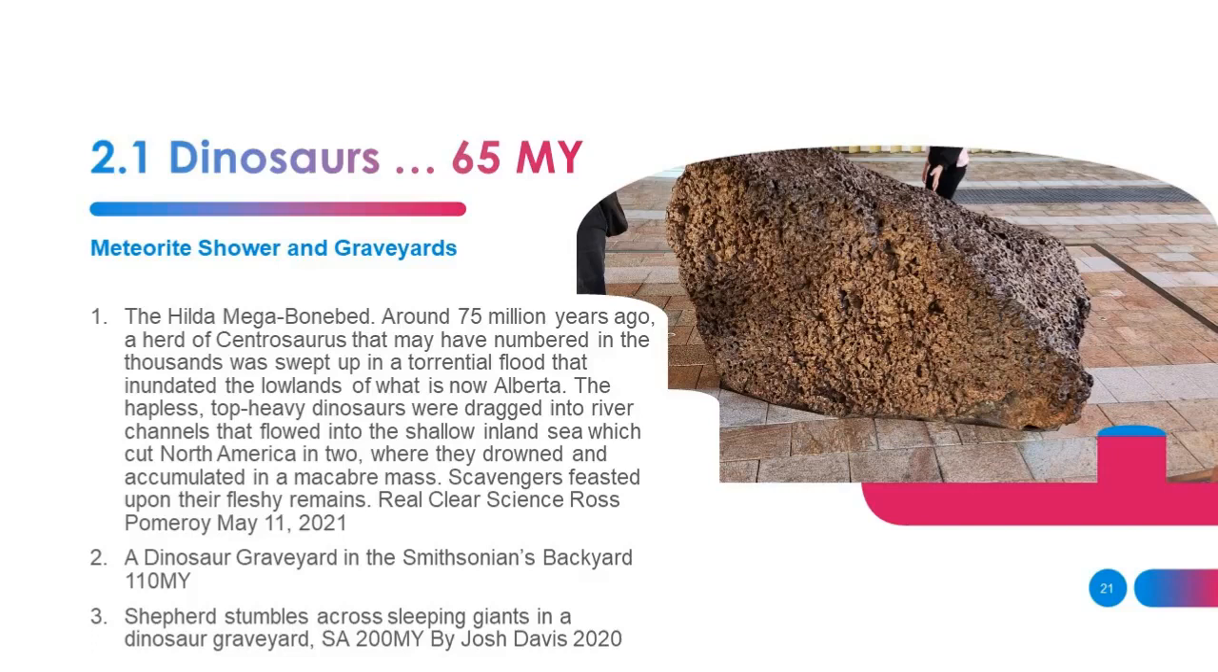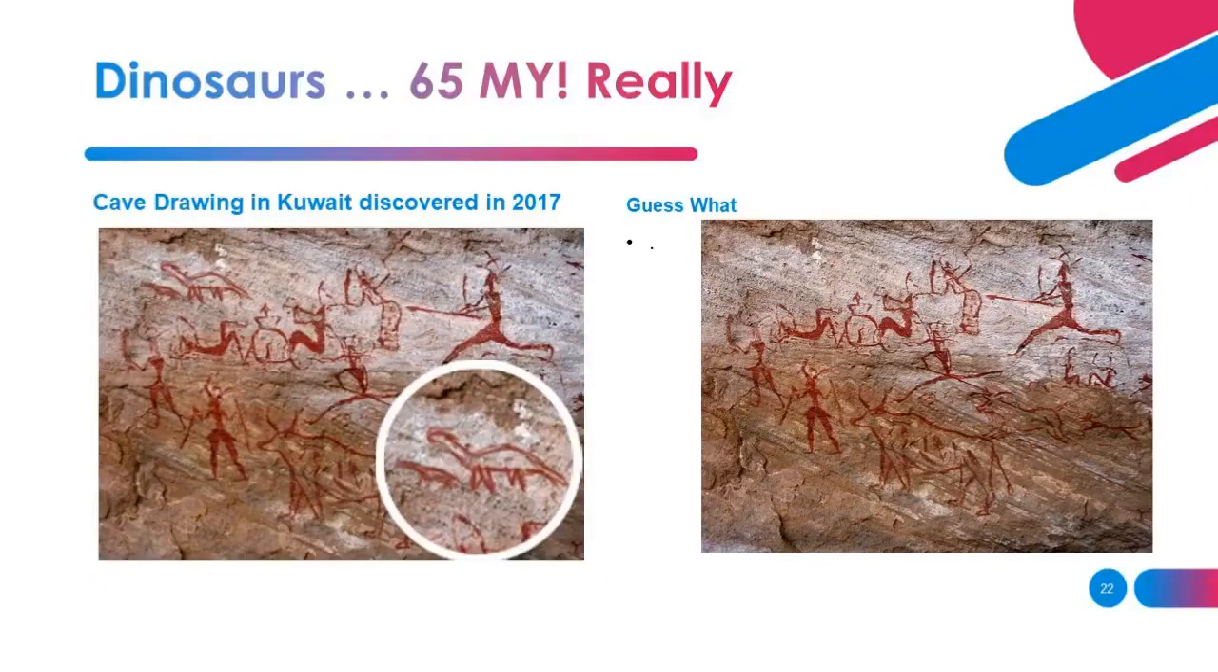And was it really 65 million years ago? What about this picture? This is a cave they discovered in 2017 in Kuwait. Can you see? They are hunting dinosaurs, and they are cooking dinosaurs, and they are dancing because they are happy hunting dinosaurs. Can you say anything that they are not dinosaurs?